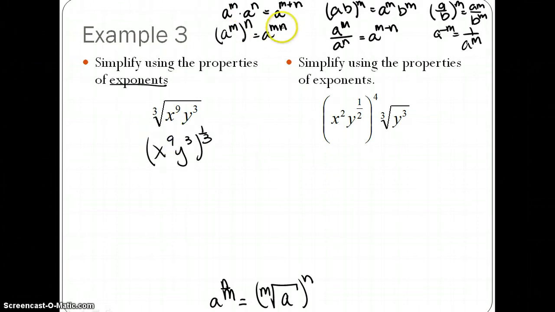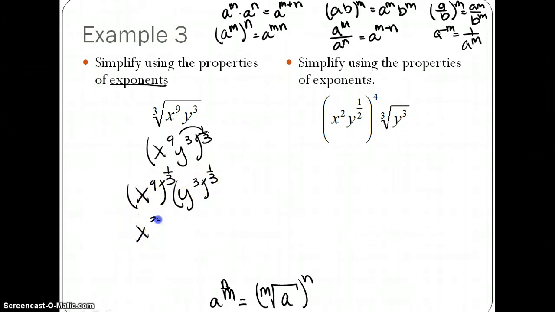From here we can go up and use the distribution property. So we have x to the 9th to the 1/3 times y cubed to the 1/3, which allows you to multiply those together. So 9 times 1/3 is 3, and 3 times 1/3 is 1. And then that one would be considered simplified. Now, the second example is quite a bit more difficult.